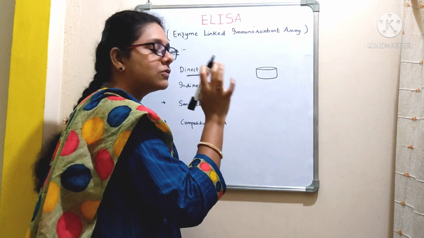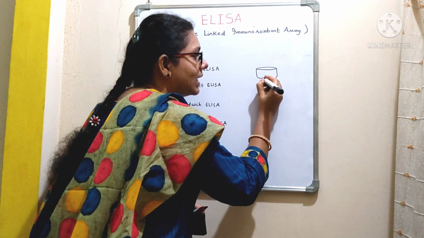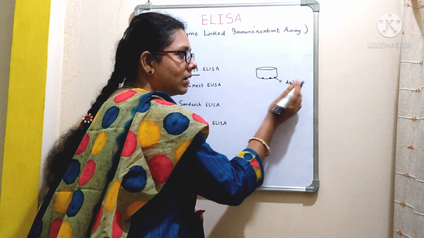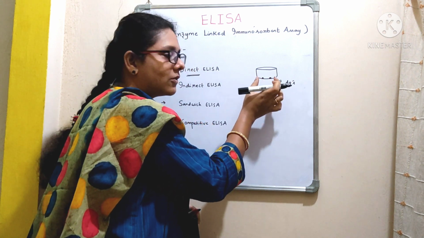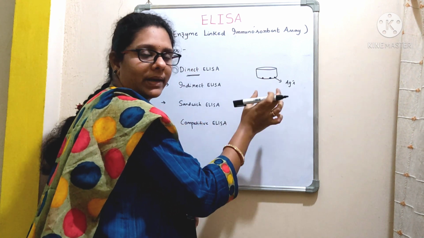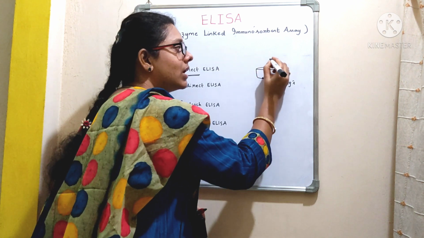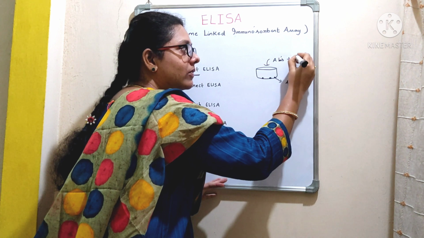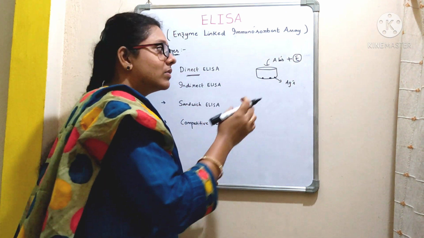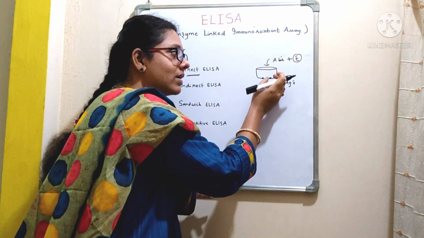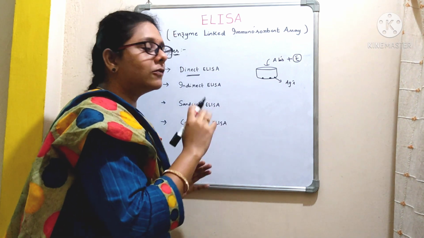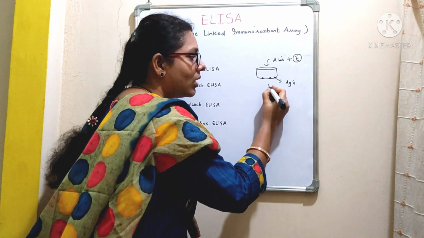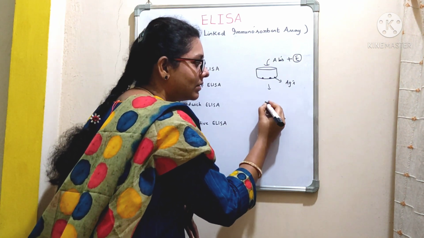In this well, first we are supposed to coat the antigen. These are the antigens that are coated onto a solid surface of a microtiter plate. In the next step, we are going to add antibodies that are conjugated with the enzyme. So these antibodies will go and bind to the antigens if they both are specific to each other.